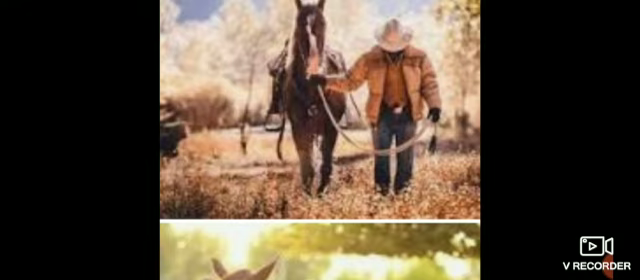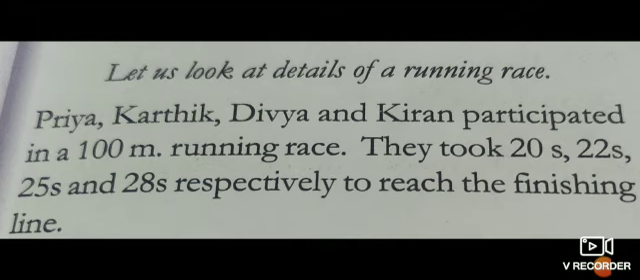Do we need to know about distance covered and time taken by the body in motion to decide whether the motion is slow or fast? Let us look with an example. Let us look at details of a running race. Priya, Karthik, Divya and Kiran participated in a 100-meter running race. They took 20 seconds, 22 seconds, 25 seconds and 28 seconds respectively to reach the finishing line. Who do you think ran the fastest and whose running is slowest?